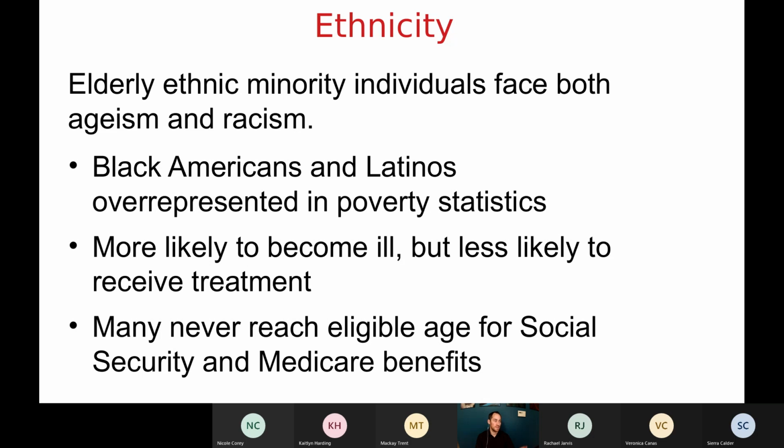Also, this is a stat that comes from the text: you may never reach the eligible age for Social Security and Medicare benefits, which is a really clinical way of saying that when you have these additional risk factors, you're far more likely to die before you ever get to the age where you are eligible for Social Security and Medicare.